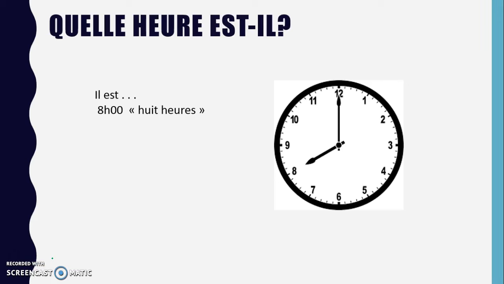So before we can get to the fancier things about going to the train station, buying train tickets, you need to know how to tell the time so that you can say, I want a ticket at 9 o'clock, for example. So it's going to be very important that we know the time.